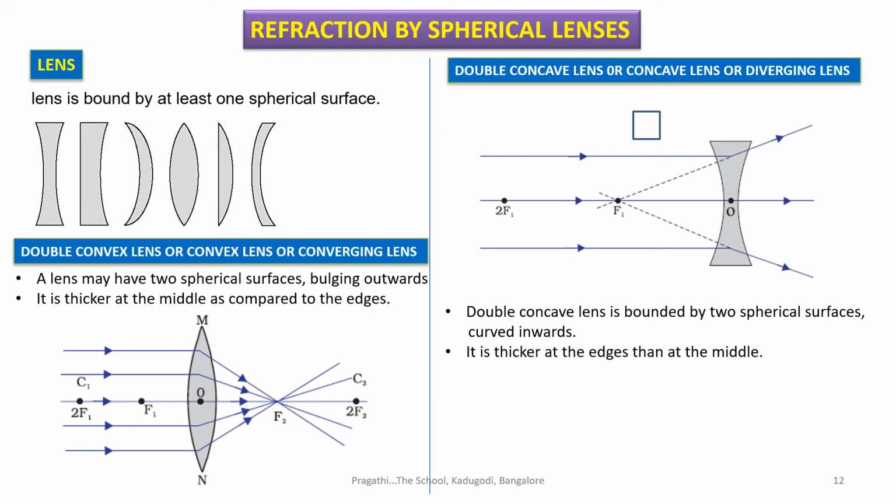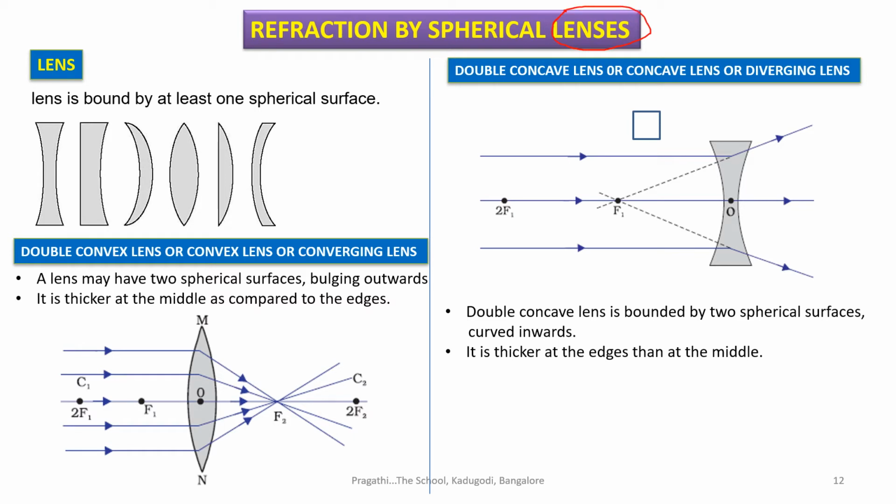Refraction by spherical lenses. We have learned about spherical mirrors. Which are the two types of spherical mirrors we learned in reflection? Spherical mirrors are also called curved mirrors. There are two types: concave mirror and convex mirror. Now we are studying spherical lenses.